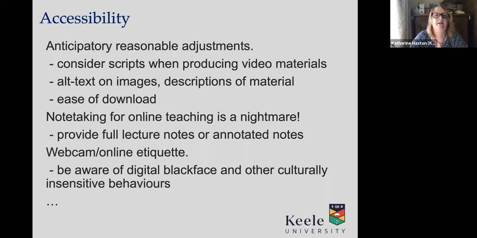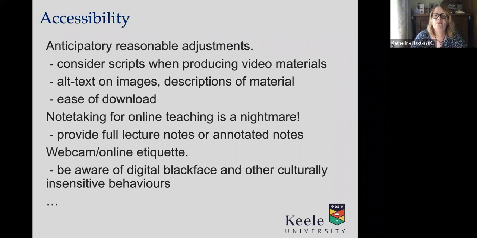So if we're producing video materials, we have to consider subtitles, closed captioning, a transcript as Michael's producing today. But one thing that actually helps staff often is producing a script and then reading the script as you're producing the video material. You don't need to read it in unnatural detail. You can sort of use it as your guide points, but then you can provide that to the students. You need to provide alternative text on images, descriptions of material, and I know that's really challenging in some chemistry contexts, but we also need to consider how easy our stuff is to download.